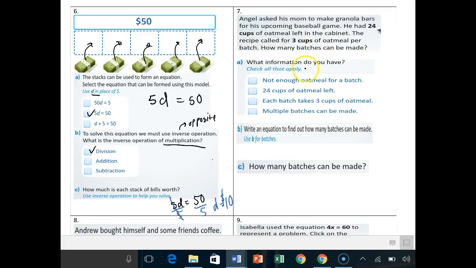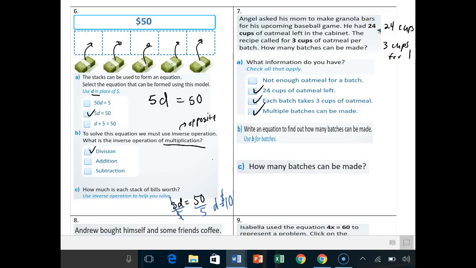So let's figure out what we do know. There's not enough oatmeal for a batch. Well, that's not true because we have 24 cups and we only need 3 cups for 1. So we can definitely at least make 1. So that's not true. 24 cups of oatmeal left? Yes, that's a true statement. Each takes 3, yep. And can I make multiple batches? Yeah, because 3 can go into 24 multiple times.